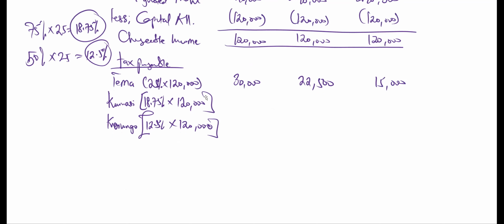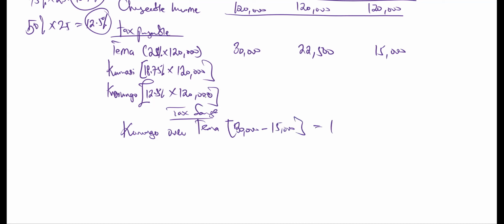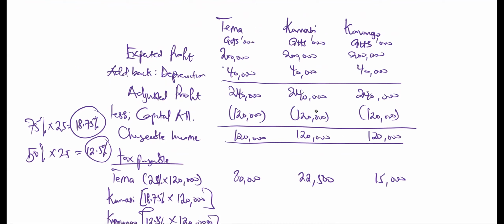So let's calculate the tax savings. If we decide to choose, which is the better option? Konongo, right? Konongo over Tema, what's the tax saving? If we choose Konongo over Tema, we are saving 15,000. If we choose Konongo over Kumasi, how much are we saving? 7,500. So overall, Konongo is better because of the location.